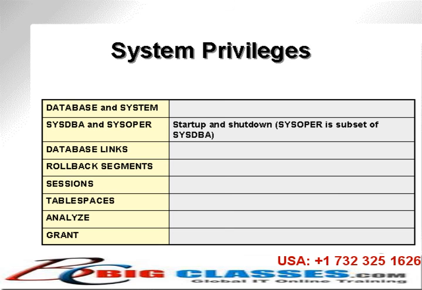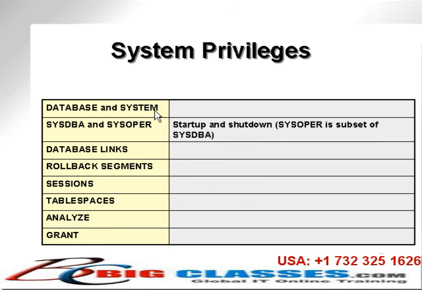Let's take a look at general system privileges. Once again, system privileges are, in general, privileges allocated to users to allow them to change things in the database, such as creating tables, indexes, altering tables, amongst others. Other privileges are, as you can see in this list below, database and system privileges.